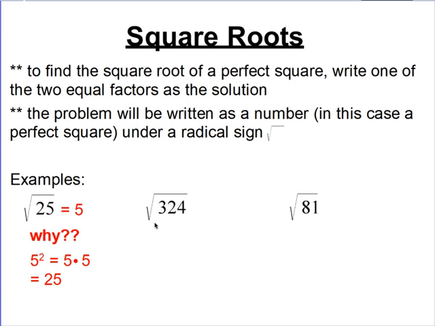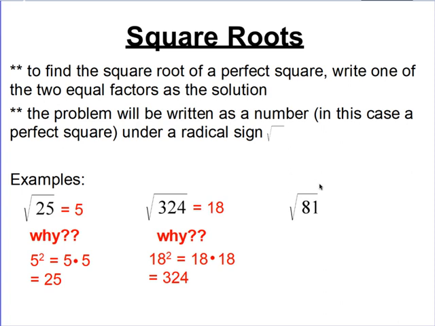Okay? Let's do the square root of 324. Try not to look back at your chart, but if you have to, you can. What you need to multiply to get to 324 is 18 times 18. So the answer is 18. Again, if you ask why, same as before. 18 times 18 equals 18 squared. And if you remember from the chart, 18 squared is 324. So the square root of 324 is 18.